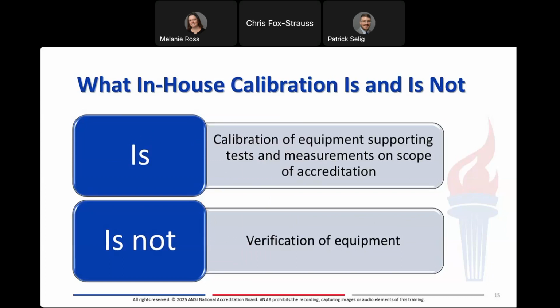I do want to take a second here to talk about what is in-house calibration and what is not. Plain and simple, in-house calibration is not the verification of equipment that testing laboratories perform on a routine basis. This is not the intermediate checks of equipment that are performed as well. In-house calibration is calibration of equipment supporting tests and measurements on the scope of accreditation. It is ensuring that the equipment is functioning properly and that it meets the intended needs of the equipment. It also provides that measurement uncertainty and metrological traceability again.